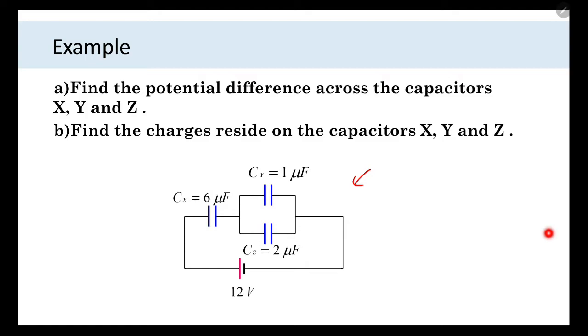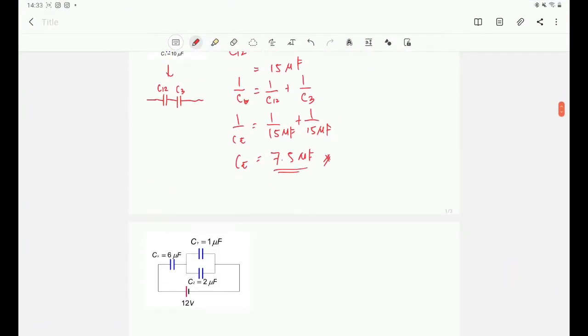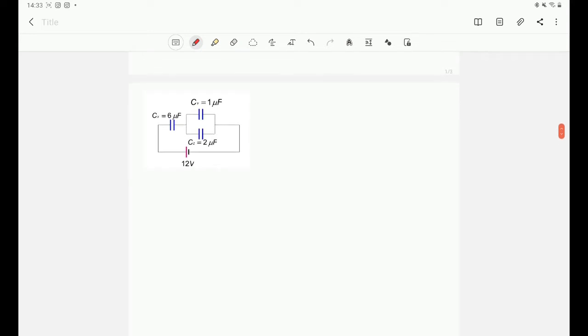and then this is a combination of series and parallel. So don't worry, this question we can solve it, right? So let's go. Okay, so when we get this question, what you need to do first is look into the circuit.